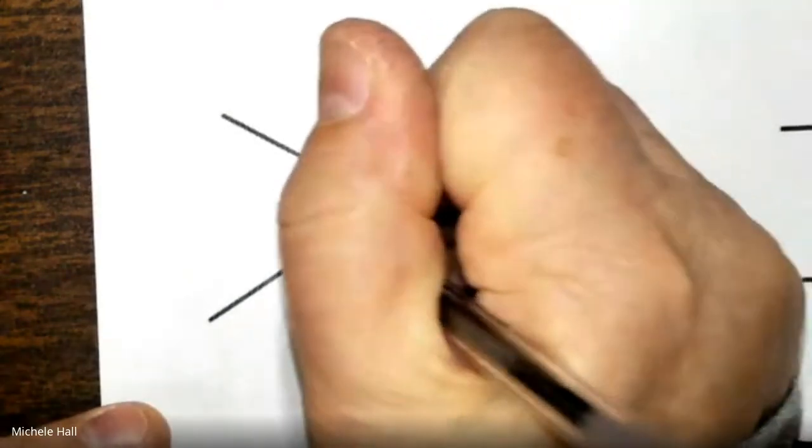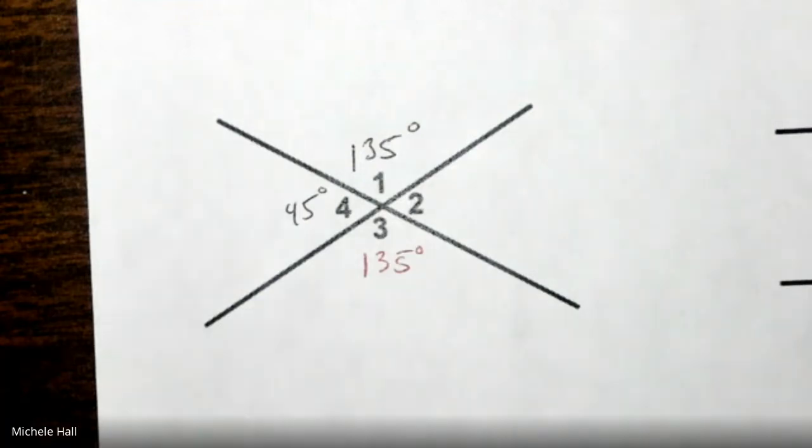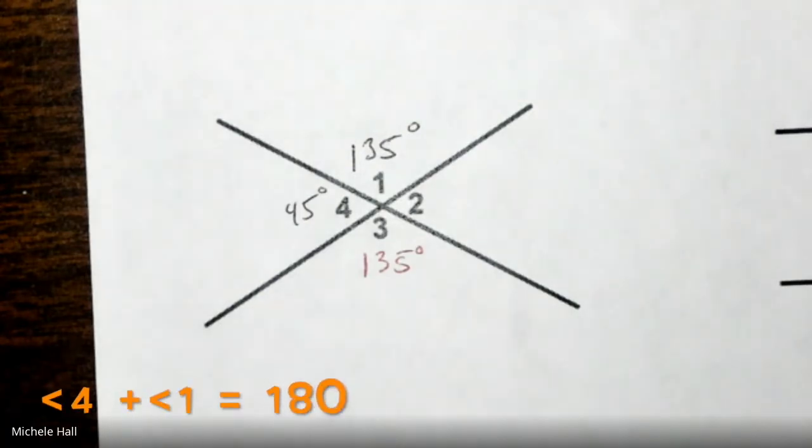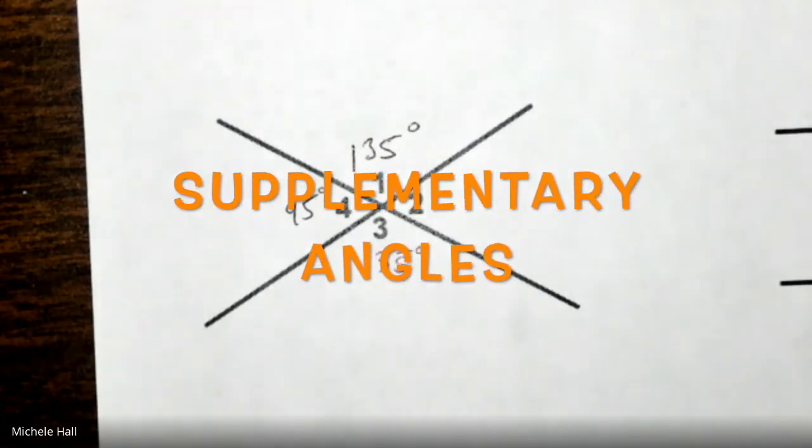How did you know that 4 was 45? What's the rule that says that that's true? So you want to get used to your definition word. So on your paper, which definition word says that you can do that? Very good. Supplementary angles add up to 180.